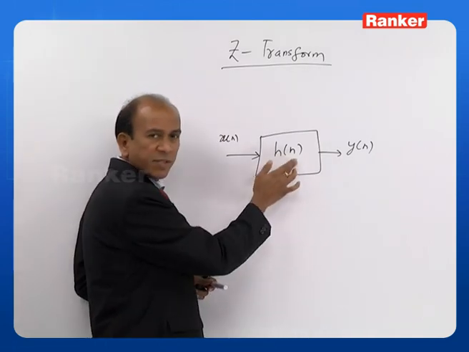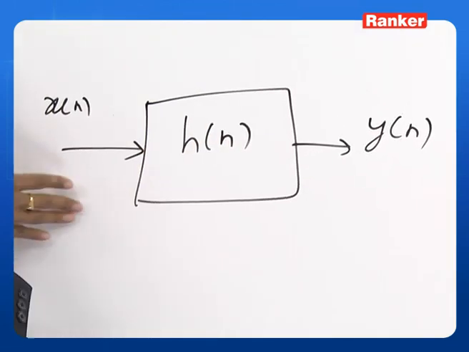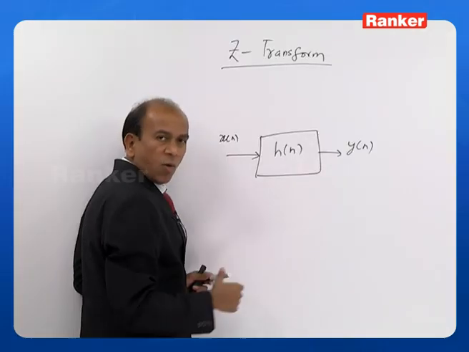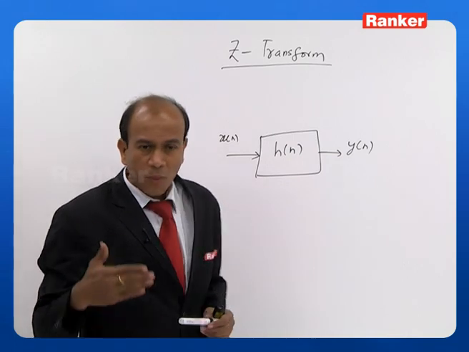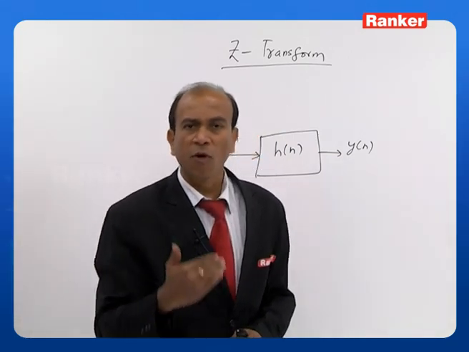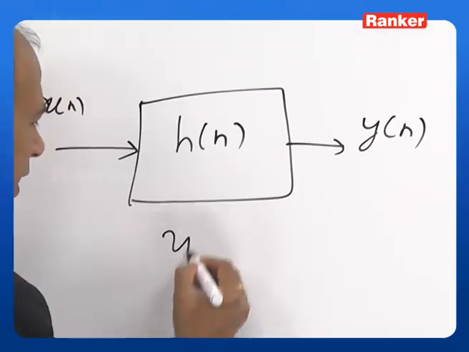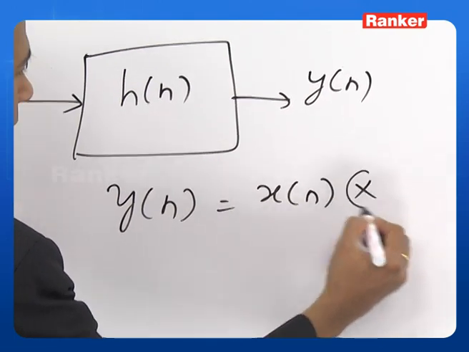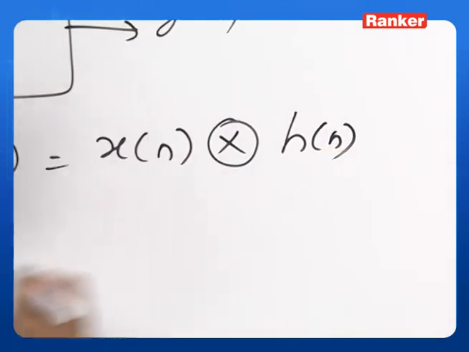So, we have a system which has h of n as the transfer function, the input is x of n, and the output is y of n. This is what is given to us. Then what is y of n? Y of n is x of n convolved with h of n. So, I will get y of n when I convolve x of n and h of n.